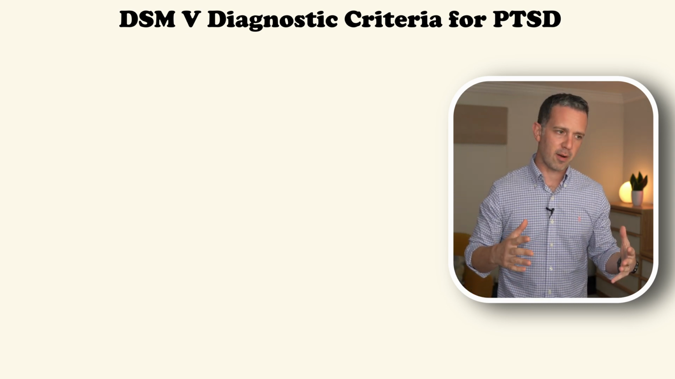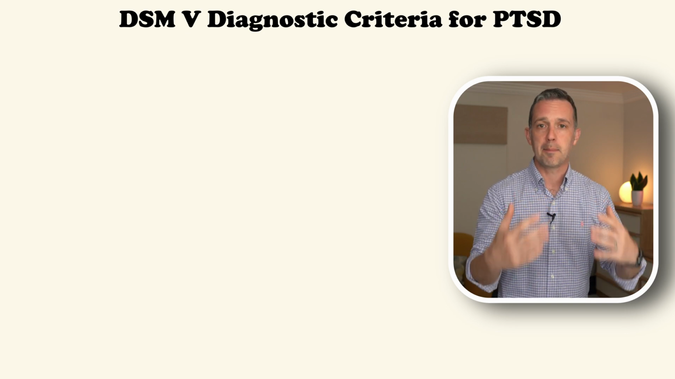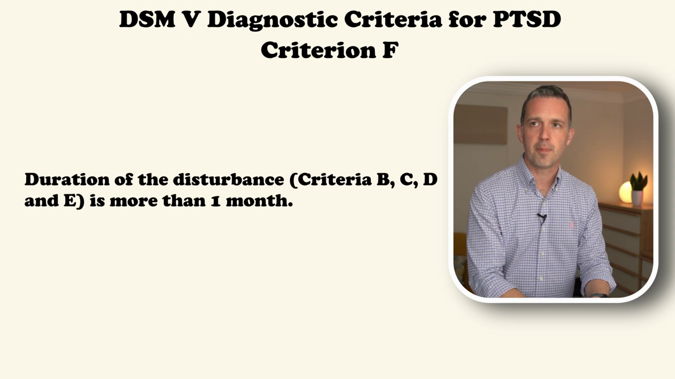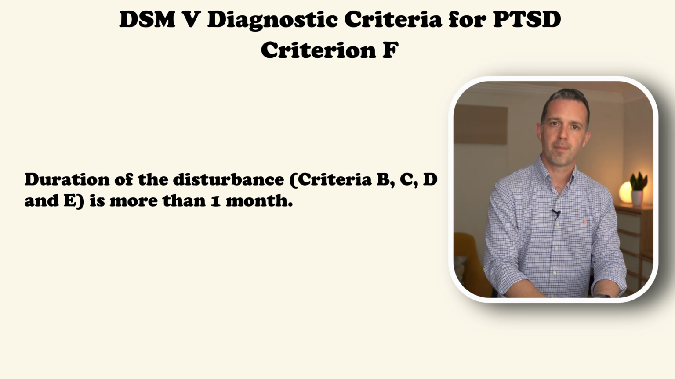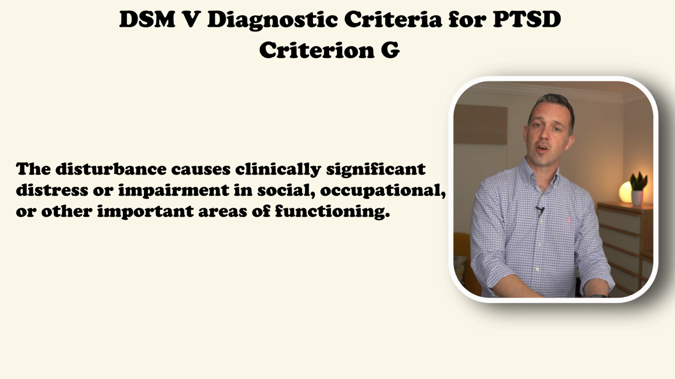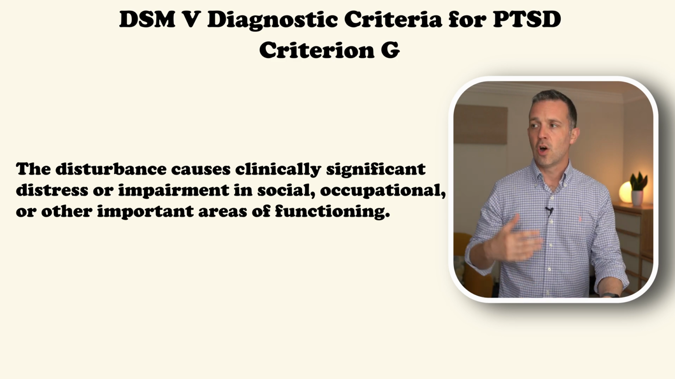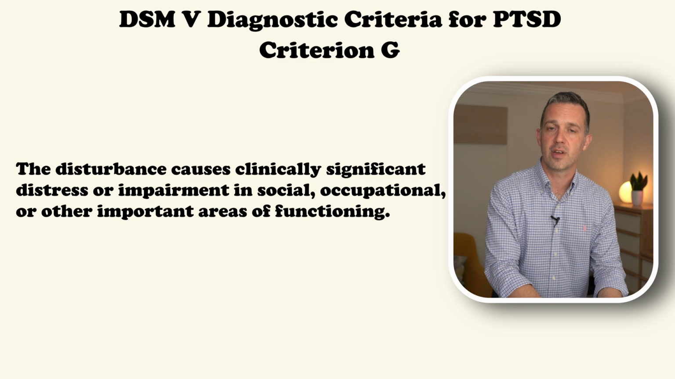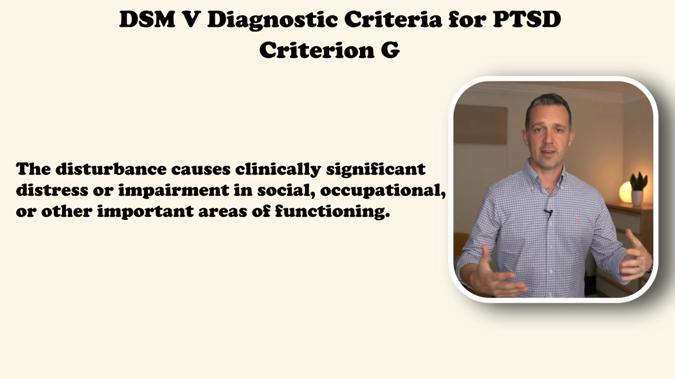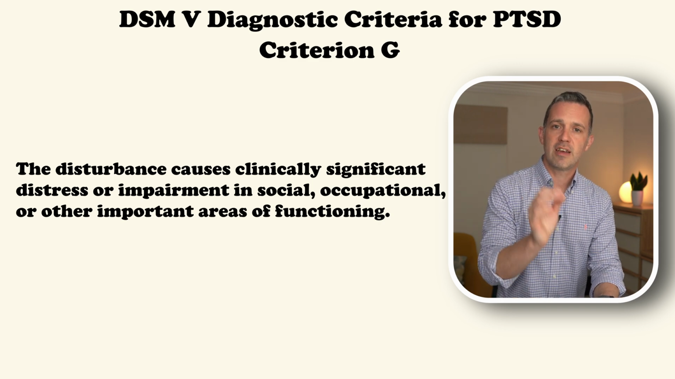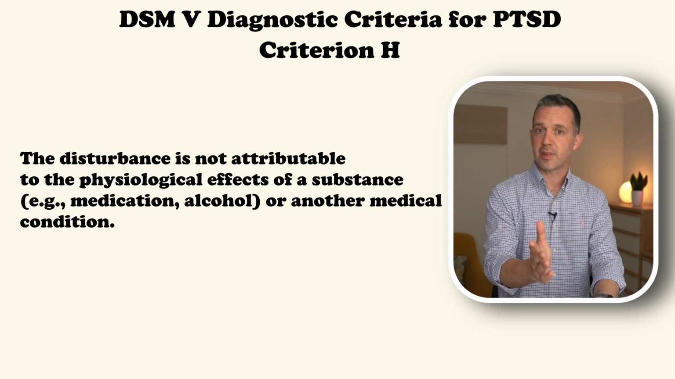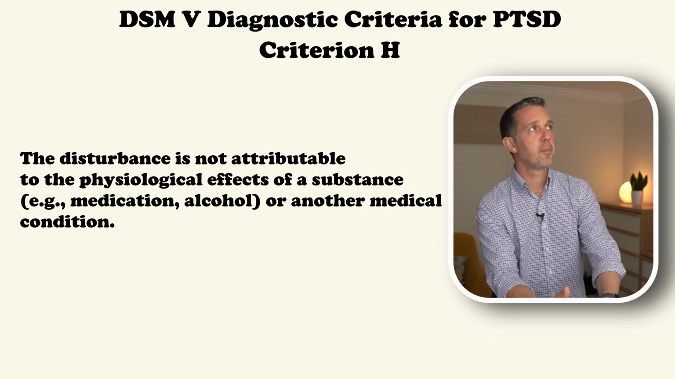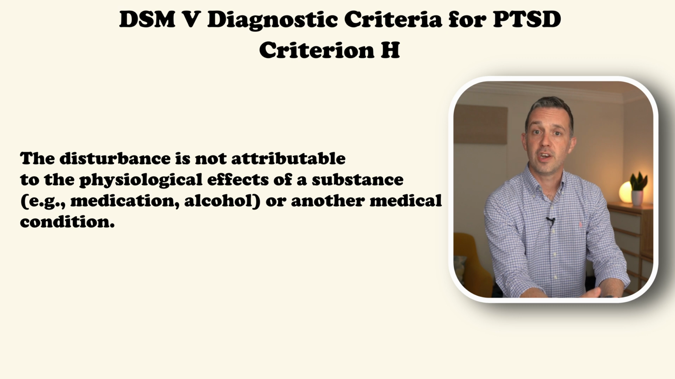The next few parts are around how long this has been experienced for and the impact it has on your daily functioning. So criterion F says the duration of the disturbance must be more than 1 month. Criterion G then says the disturbance causes clinically significant distress or impairment in social, occupational, or other important areas of functioning. In other words, it has an impact on your day-to-day life. And criterion H says that this disturbance is not due to something else, such as substance misuse, so drugs, prescribed medication, or alcohol, and it can't be explained better by another medical condition.